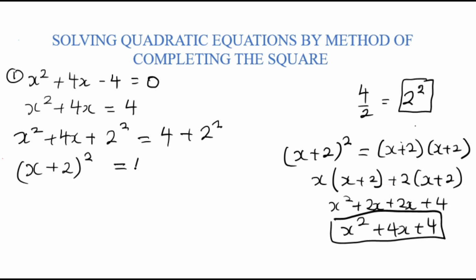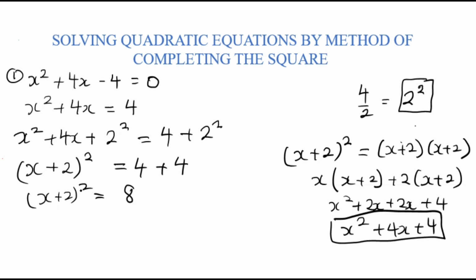equals 4 plus 4. Now, as I explained over here, when you expand x plus 2 all squared, you get x squared plus 4x plus 4. So this didn't magically disappear. It is actually found in this and it's all on the left hand side. So then we have x plus 2 all squared equals 8.